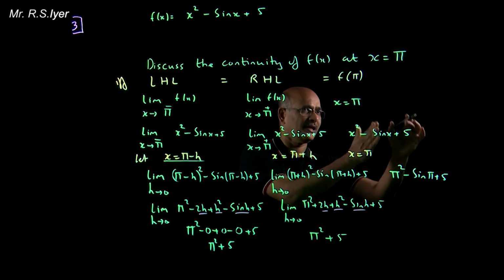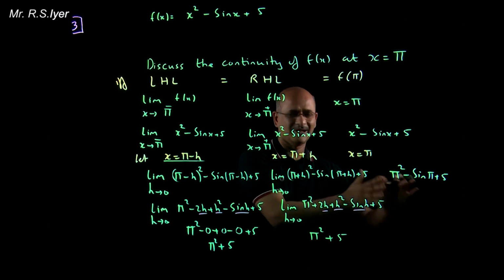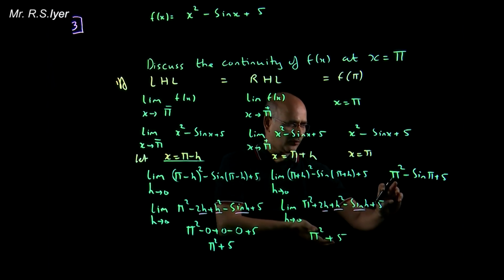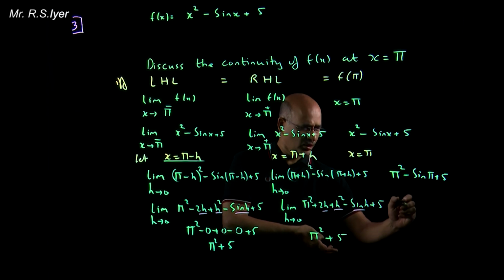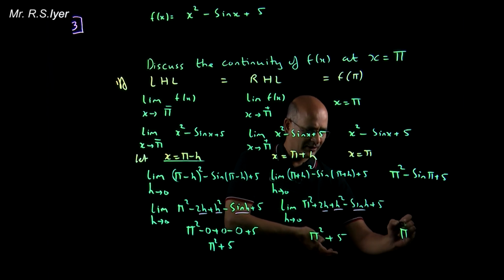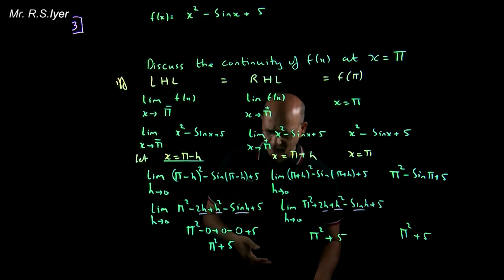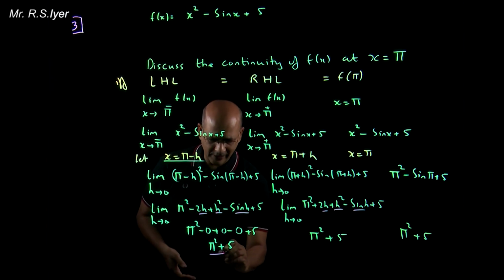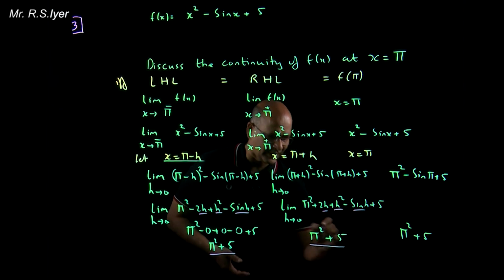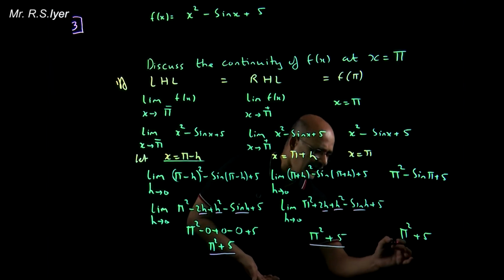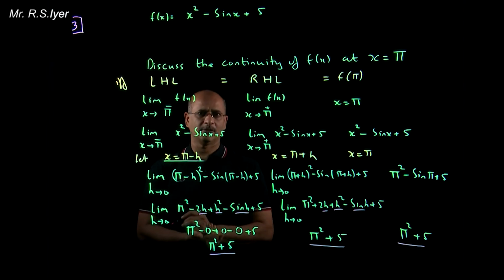Now the third part is f of a. Sin 180 is 0, so I am getting directly the value here, pi square plus 5. So what you observe? The left hand limit is pi square plus 5, the right hand limit is pi square plus 5, and f of a is also pi square plus 5.